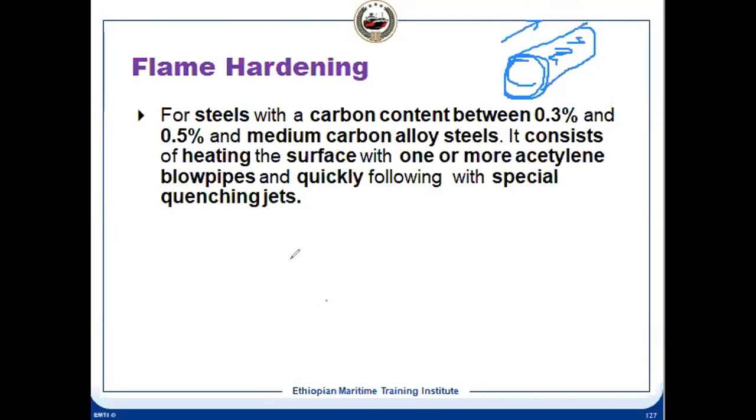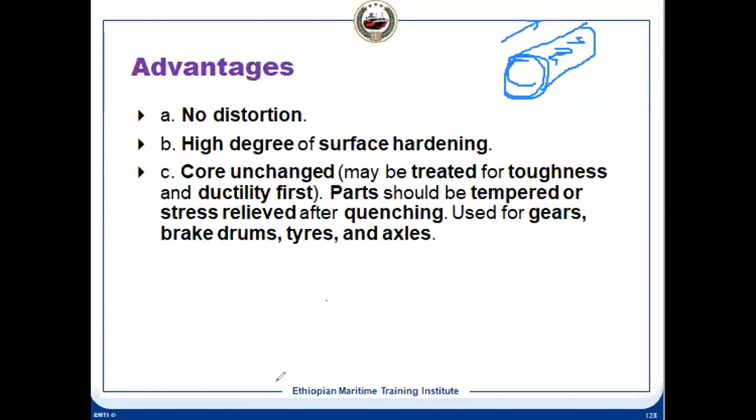This is the same thing. We need to increase the temperature and quench it so that it can have a hard structure on the surface. The advantage of this is no distortion, because it is done very quickly, and the surface hardening is high. We can achieve higher surface hardening. And the core we don't want to change, so it stays tough, that is, the ductility remains.